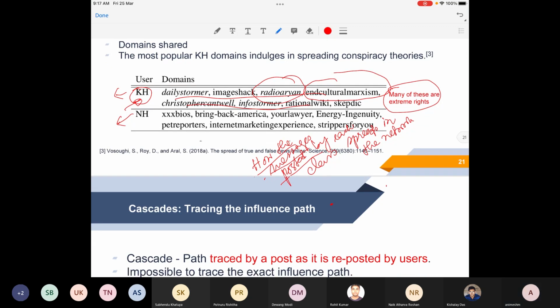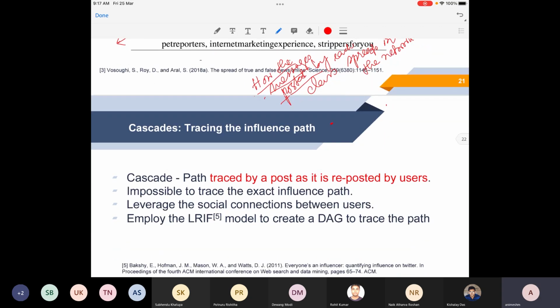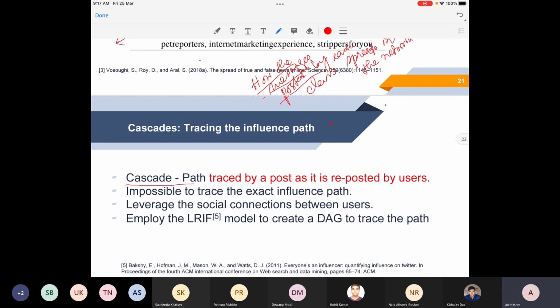So in order to do this, we bring in the concept of cascades. So what is a cascade? A cascade is a path traced by a post as it is reposted by different users. So a user posts a message, then some other user reposts that message, then some other user reposts that message, and so on and so forth. So this is called the cascade of that message. Okay, so basically we want to see which user or which message, whatever way you call it, influenced which other messages or influenced which other users. Okay, so this is what we wanted to check.